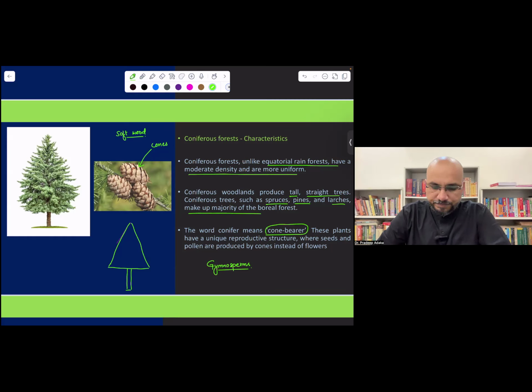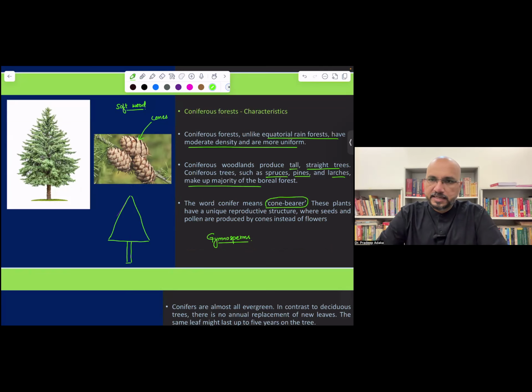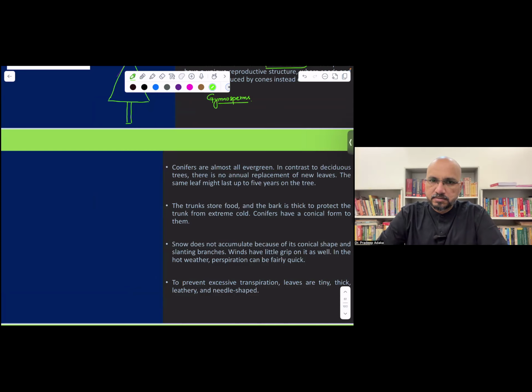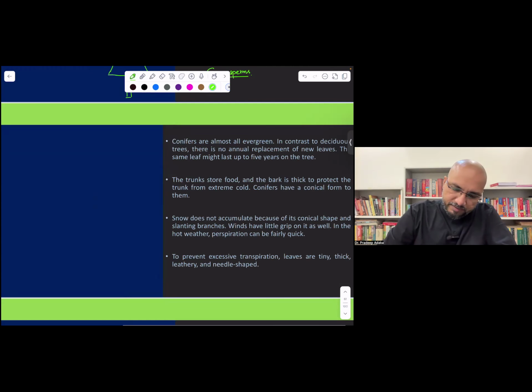So conifers are evergreen, right? We have discussed this already. One of the characteristics of the boreal forest is that these are evergreen trees. That means their leaves are modified into needles, and they do not shed their leaves every year. So conifers are almost all evergreen.